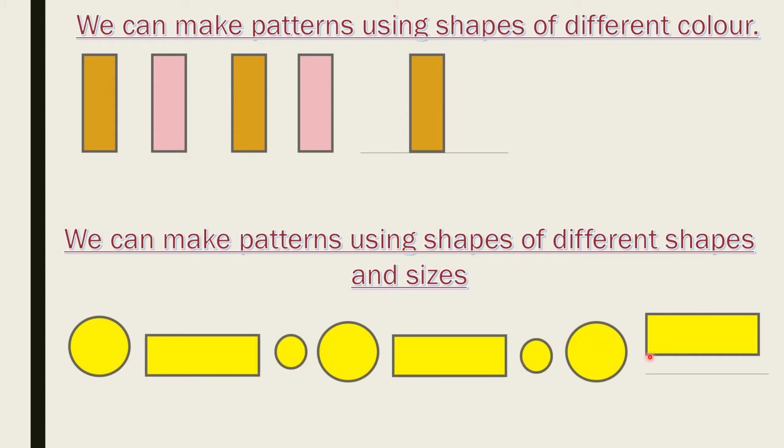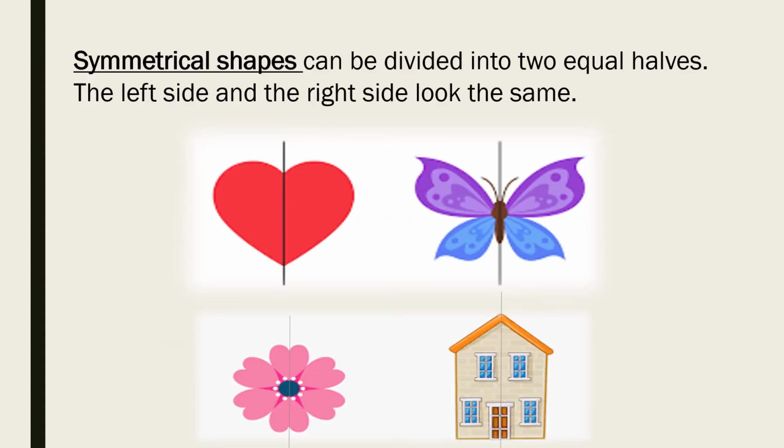Big circle, rectangle would come here, and then small circle, and then big circle, rectangle, small circle. So the pattern we are following here is something like this: big circle, rectangle, small circle, big circle, rectangle, small circle, big circle, what would come here? Rectangle. So we are using different shapes, we are using different sizes, but still there is a pattern formed by the shapes. So we are done with the patterns.